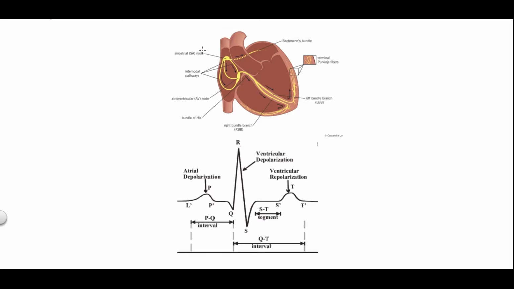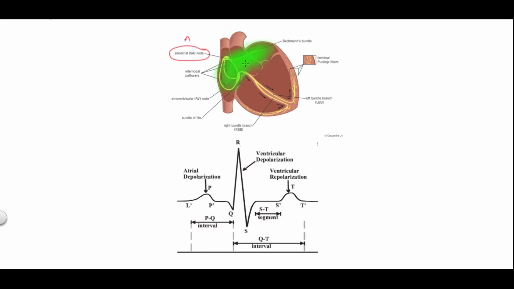So initially, this SA node, also called as the pacemaker of the heart, will produce the positive action potential. This action potential reaches the AV node. Once the action potential reaches the AV node, after a 0.09 seconds delay, it will pass on to the septum of the heart, initially to the left and to the right, and further this action potential passes to the ventricle by Purkinje fibers. The action potential is traveling from SA node to AV node via the right and left atrium.